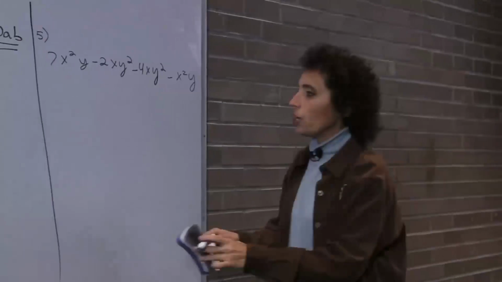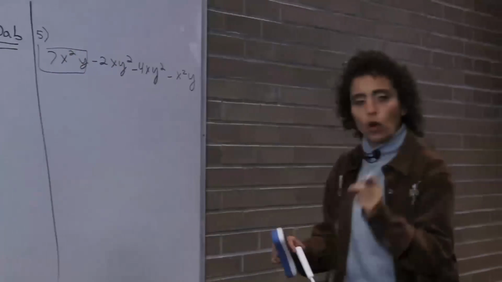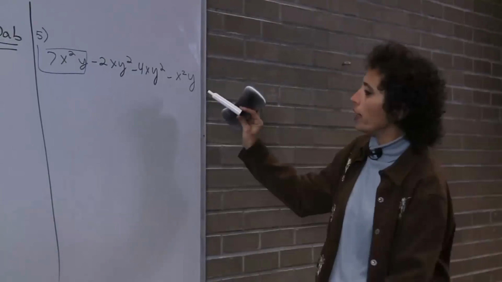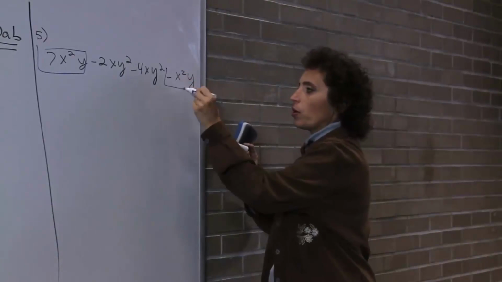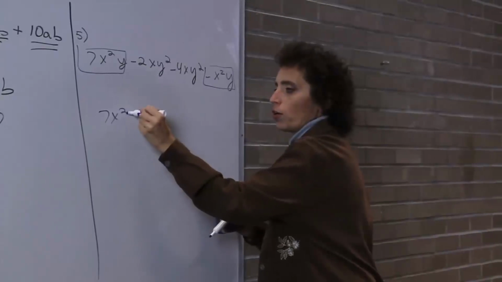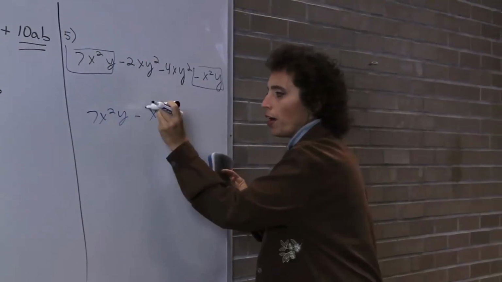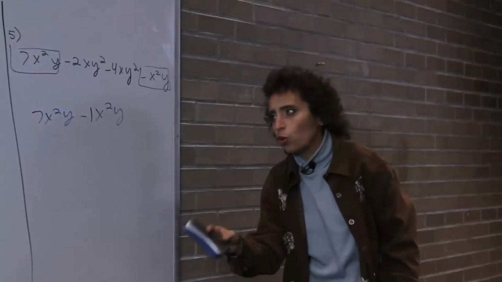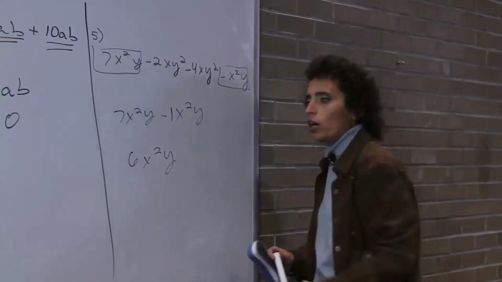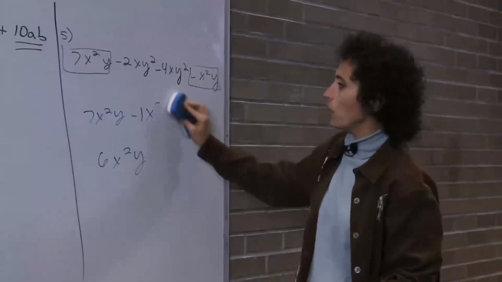Okay, the hard one. Ready? 7x squared y. That's one term. We need another x squared y. Here he is. This is the other x squared y. So we have 7x squared y minus x squared y. If you want, you could put the 1 there. So I have 7, but I owe you 1, so I have 6x squared y. That's what happens when you combine that. Okay, I'm going to erase that so we don't get it in the way.